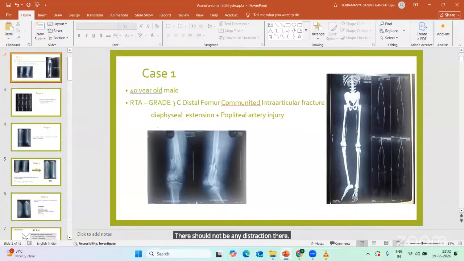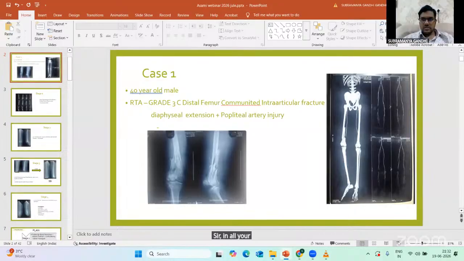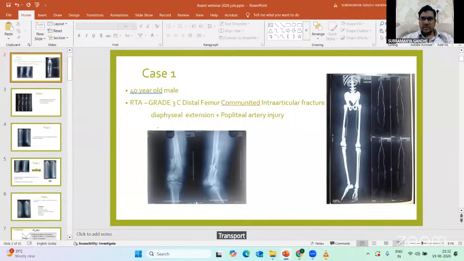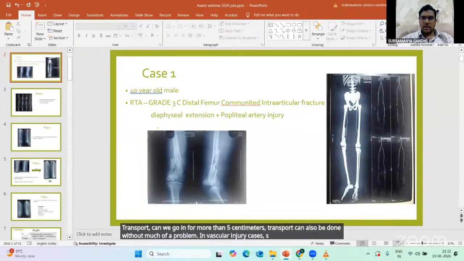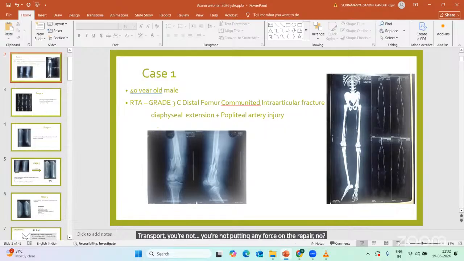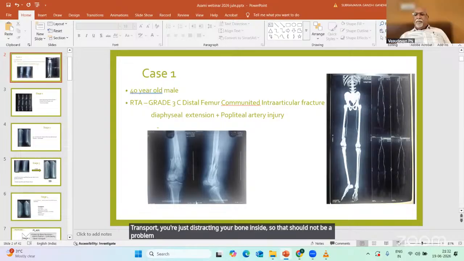Sir, in all your experience with vascular injuries, how much lengthening can we do? Is there any rate, sir? Or can we go in for bone transport? Can we go in for more than 5-7 centimeters? Transport can also be done without much of a problem in vascular injury cases, sir, where repair has been done. Repair done at least 6 weeks earlier, no issues. In transport, you're not putting any force on the repair; you're just distracting your bone inside. So that should not be a problem.